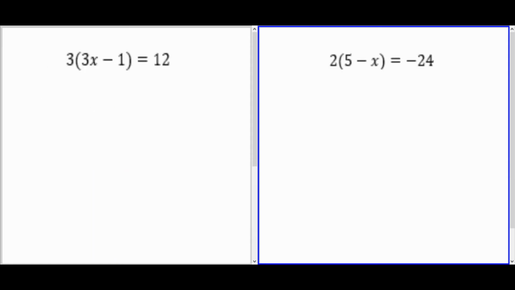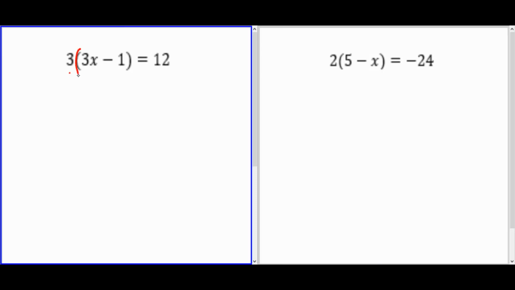So here's your example. I have two of them. So I got 3 times 3x minus 1 equals 12. The 3 next to parentheses means multiply. So the first step in this problem is to distribute the 3. So I'm going to do 3 times 3x. 3 times 3 is 9.